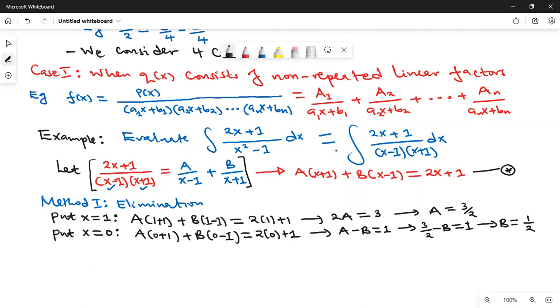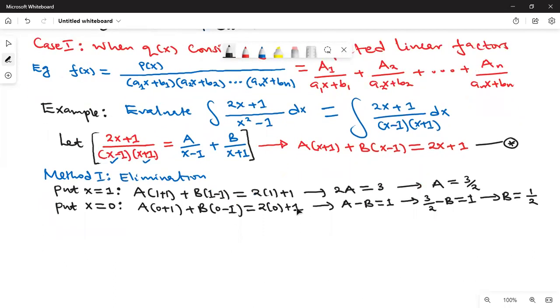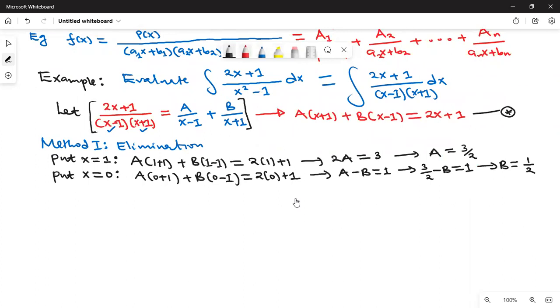Now that we know a and b, we go back to our integrand and replace these values. So we can now say that therefore 2x plus 1 over x minus 1 times x plus 1 can now be written as a, which is 3 over 2 over x minus 1, plus our b, which is 1 over 2 into x plus 1.